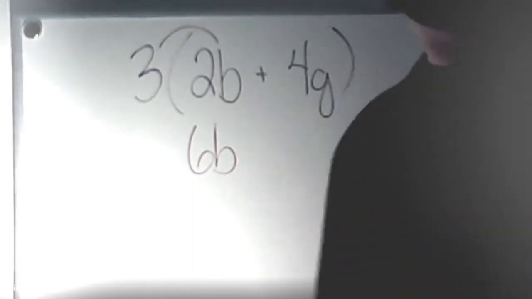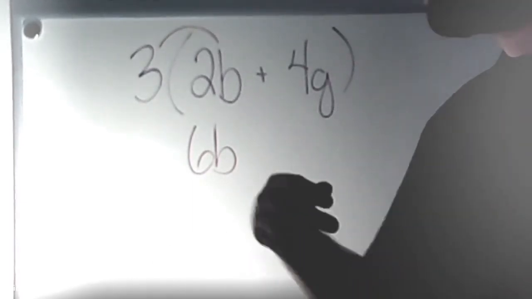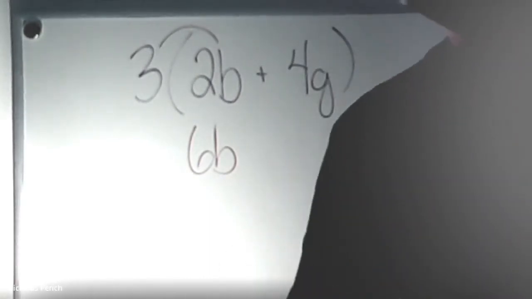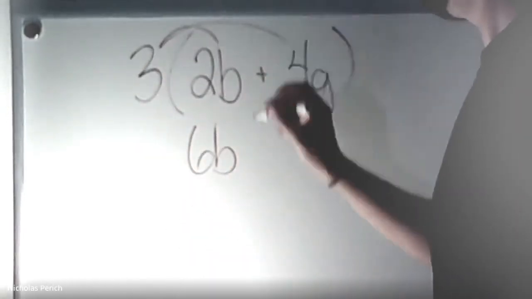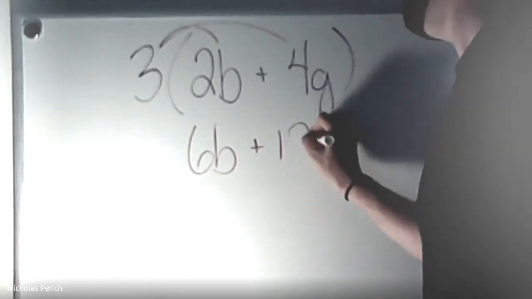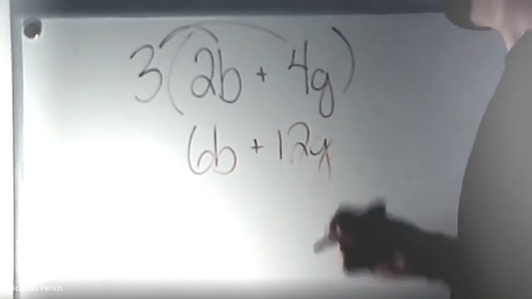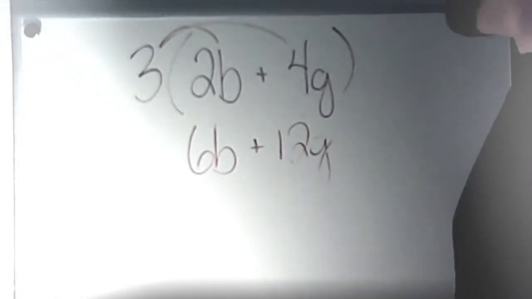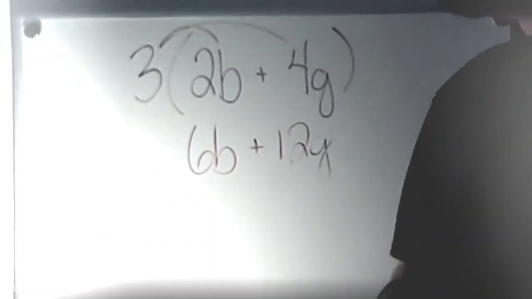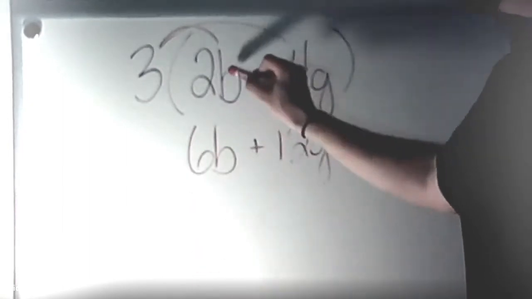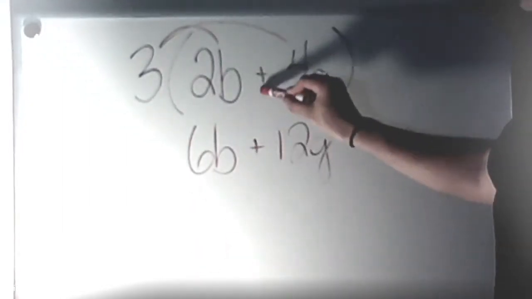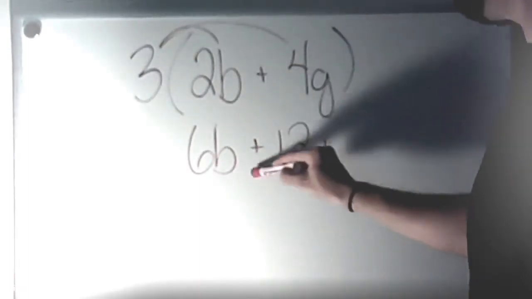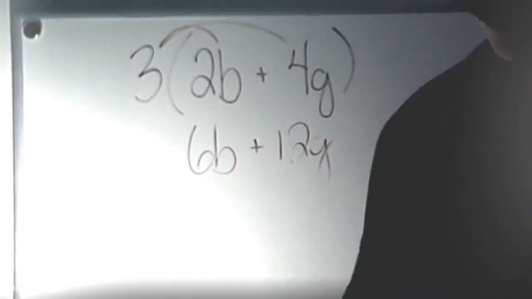Similarly, there's 4 girls in my family. If I were to say, here's 3, here's 3, here's 3, here's 3, that's 3 times 4, which is 12, and then the G comes along for the ride. You can't combine the G's, you can't combine the B's. They're all separate. So 3 times 2 is 6, B comes along for the ride. Everything was positive, so bring down the plus sign, and 3 times positive 4 is positive 12. Bring the G along for the ride.